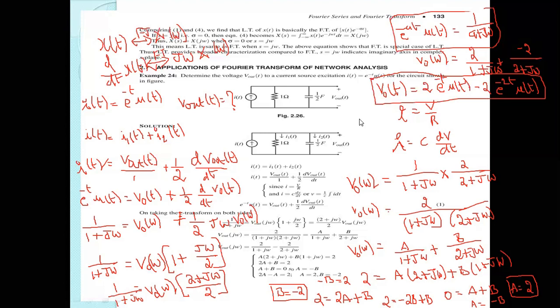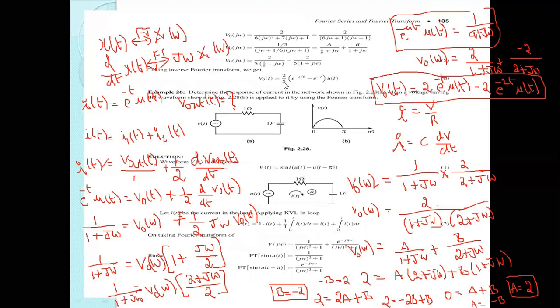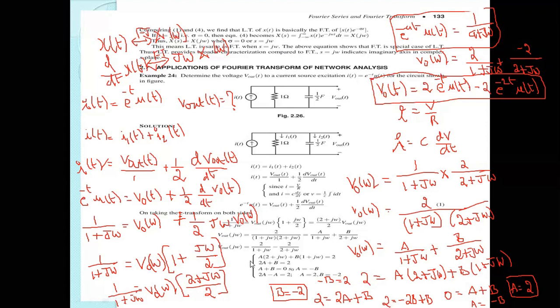Got it, my students? So from the given network, we got the output voltage V naught of t is equal to 2 into e power minus t mu of t minus 2 into e power minus 2t mu of t. For the function 2 by 1 plus j omega, it is 2 into e power minus t mu of t, and for the function minus 2 by 2 plus j omega, it is minus 2 into e power minus 2t mu of t.